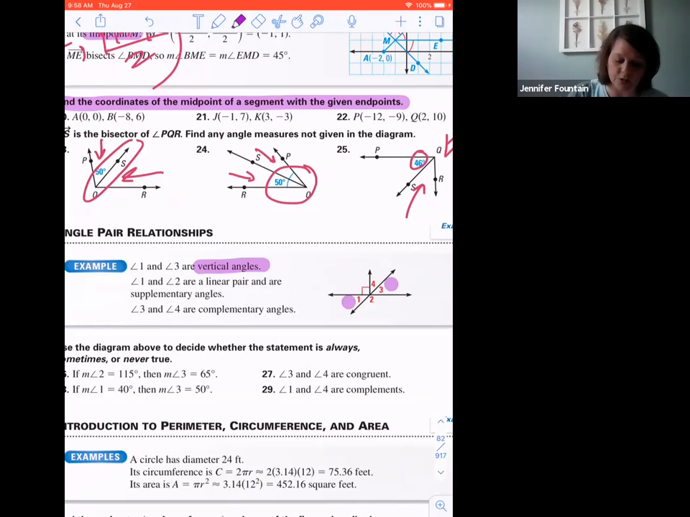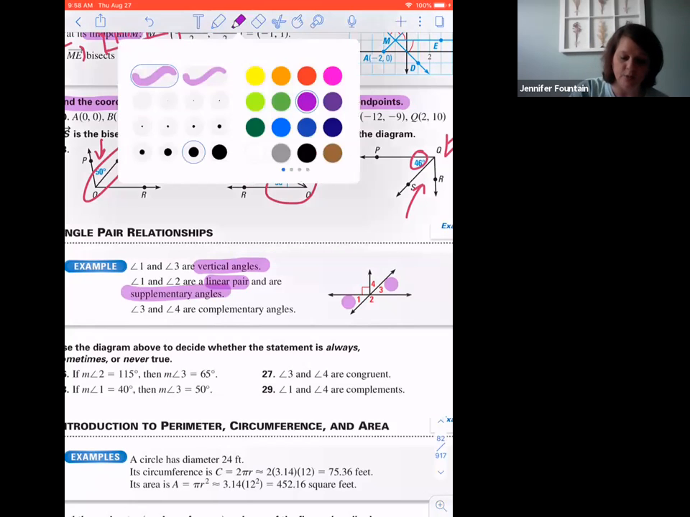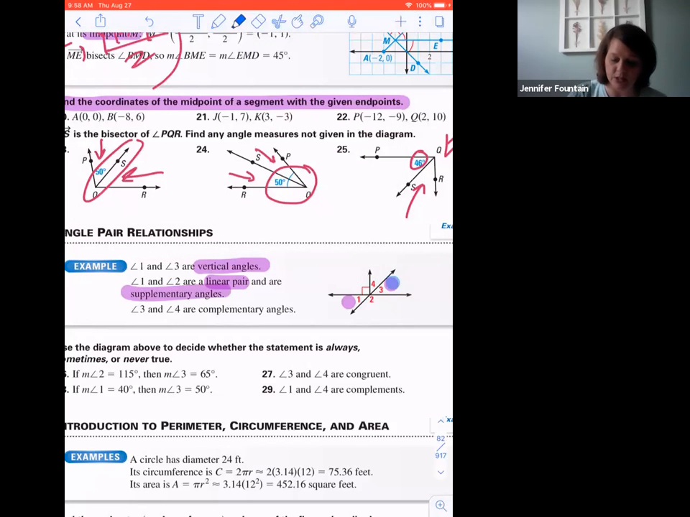Linear pairs, that's going to be where we have the pairs of angles that make a straight line, and then supplementary angles. We know that supplementary angles are 2 angles that add together to make 180. So in this situation, 3 and 2 would be supplementary. Now actually I could add 1 and 4 and then the one in the middle to equal 180.